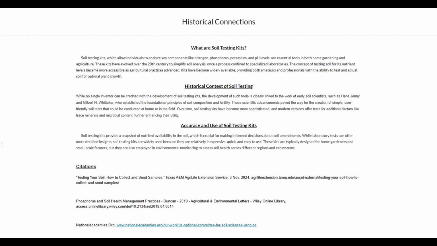For our social studies component, we described what soil composition testing kits are. Soil testing kits, which allow individuals to analyze key components like nitrogen, phosphorus, potassium, and pH levels, are essential tools in both home gardening and agriculture. These kits have evolved over the 20th century to simplify soil analysis, once a process confined to specialized laboratories.